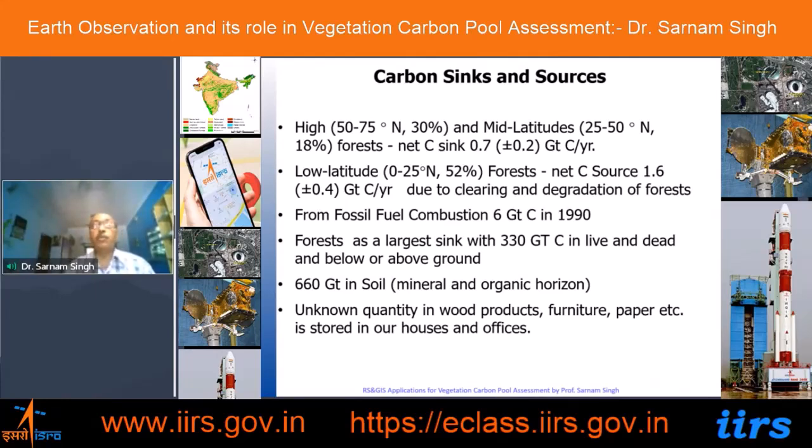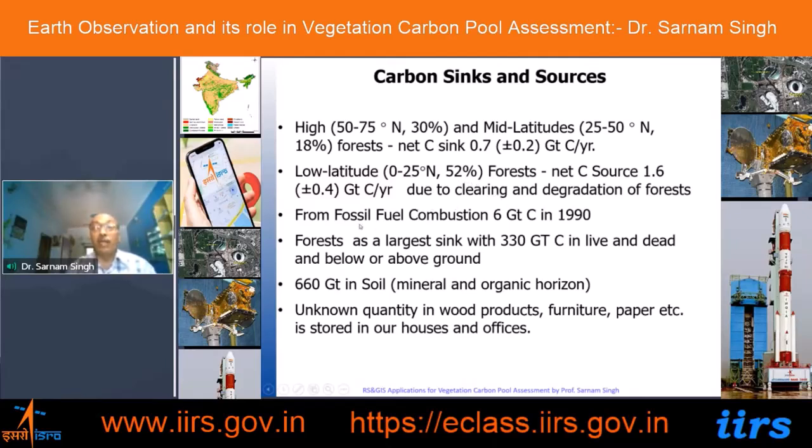What I'm trying to say is, at high and mid latitude, from 50 to 75 north, you can see a lot of carbon sink, around 0.47. So per year, roughly 0.7 plus or minus error, gigatons of carbon they are sequestering in mid latitude and higher. So not very high, 50 to 70. Low latitude, from the equator to 25, around 52%.